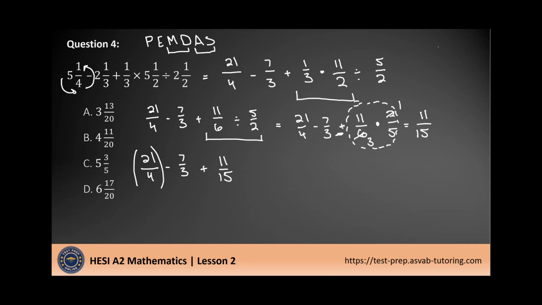So we're going to need to turn each of these fractions into 60ths. How can we turn a 4 into a 60? We need to multiply the top and the bottom by 15. So this is going to be times 15 over 15. How do we turn a 3 into a 60? We need to multiply the top and the bottom by 20 over 20. And then lastly, how do we turn a 15 into a 60? We need to multiply the top and the bottom by 4 over 4.